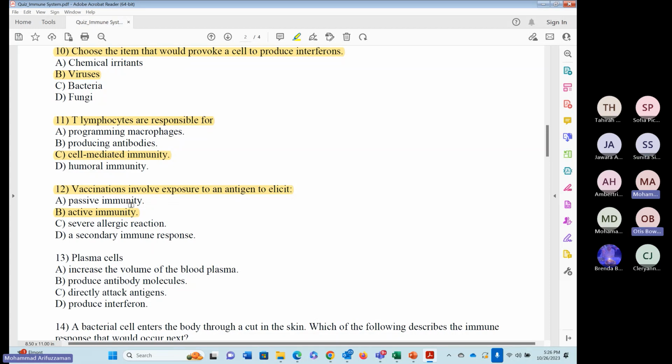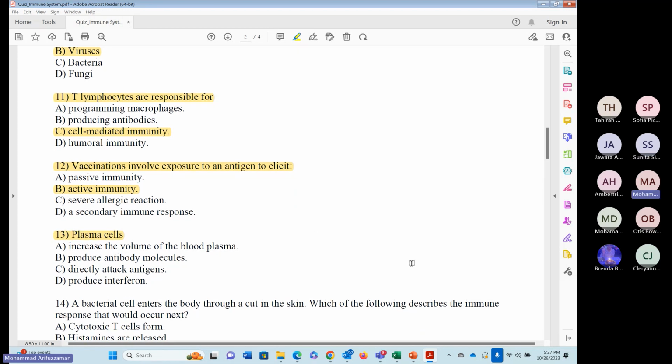Can you give an example of passive immunity? Breast milk. Breast milk, because breast milk contains immunoglobulin A, IgA, and that provides passive immunity to the newborn baby. Good. So active immunity means vaccination, or even diseases like chickenpox or measles, which are other examples of active immunity.